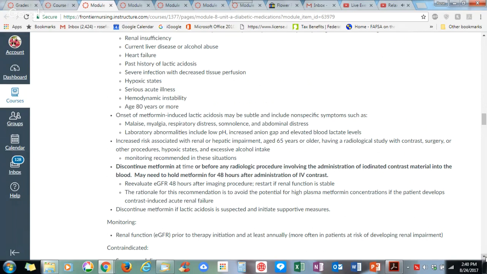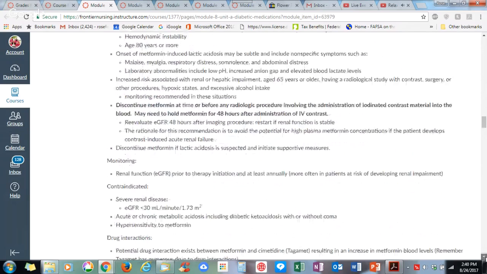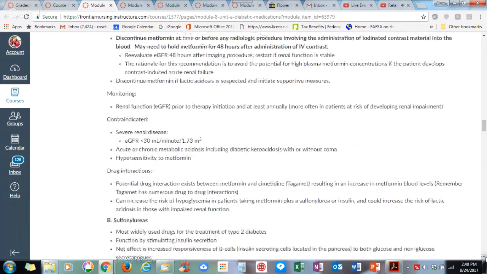Discontinue metformin at the time of or before any radiologic procedure involving the administration of iodinated contrast material into the blood. May need to hold metformin for 48 hours after administration of IV contrast. Reevaluate eGFR 48 hours after the imaging procedure. Restart if renal function is stable.